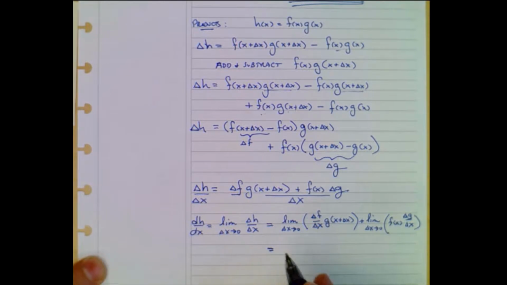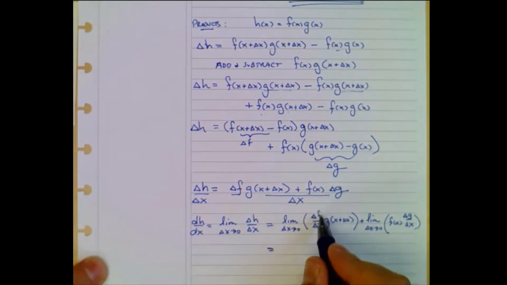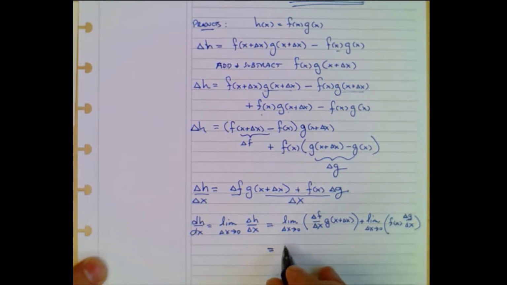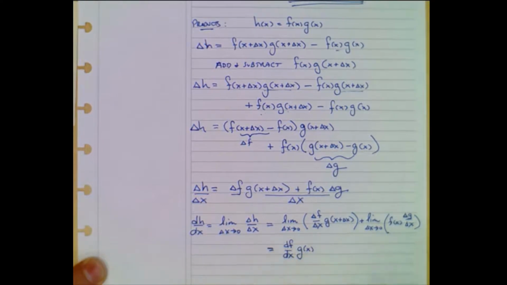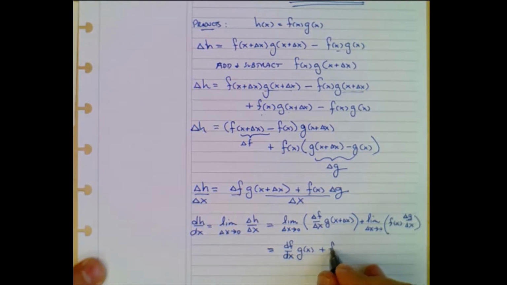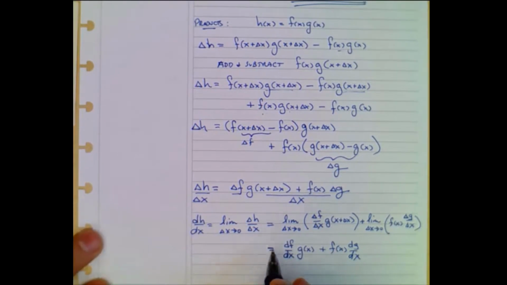So the limit as delta x goes to 0 of delta f over delta x is just df/dx. And this is multiplied by g of x plus delta x. Well, that limit is simple. That limit is simply g of x. Similarly, over here, I have the limit as delta x goes to 0. Well, f of x doesn't change. And the limit as delta x goes to 0 of delta g over delta x is dg/dx. So this is plus f of x dg/dx. And that is our product rule.